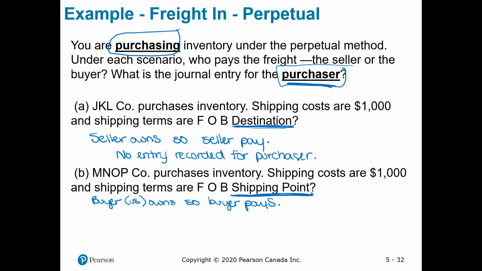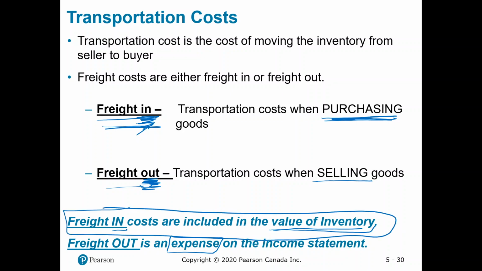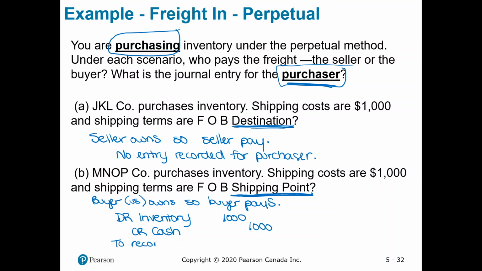So since we're purchasing, we're paying to get this inventory in. So this is freight in. And as I said on this slide, freight in is included in the cost of the value of the inventory. So when we actually are the ones paying freight in, we record this as an addition to our inventory, because it's part of the cost to get that inventory ready to be sold. So we debit inventory and we credit cash for 1,000, to record freight in.